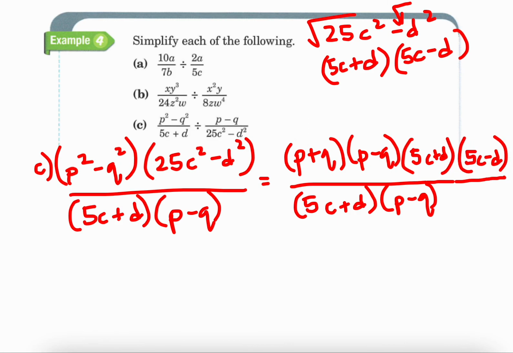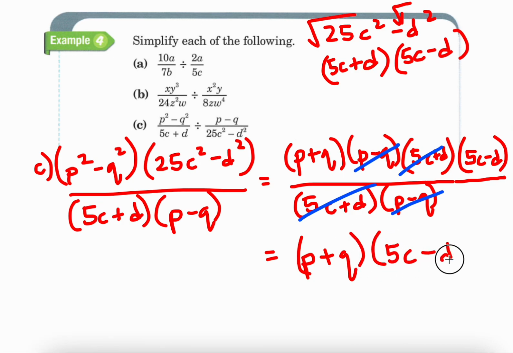Let's see if anything can be crossed out. 5c plus d, boom, you're gone. P minus q, you're gone. So then at the end, I just have p plus q times 5c minus d.